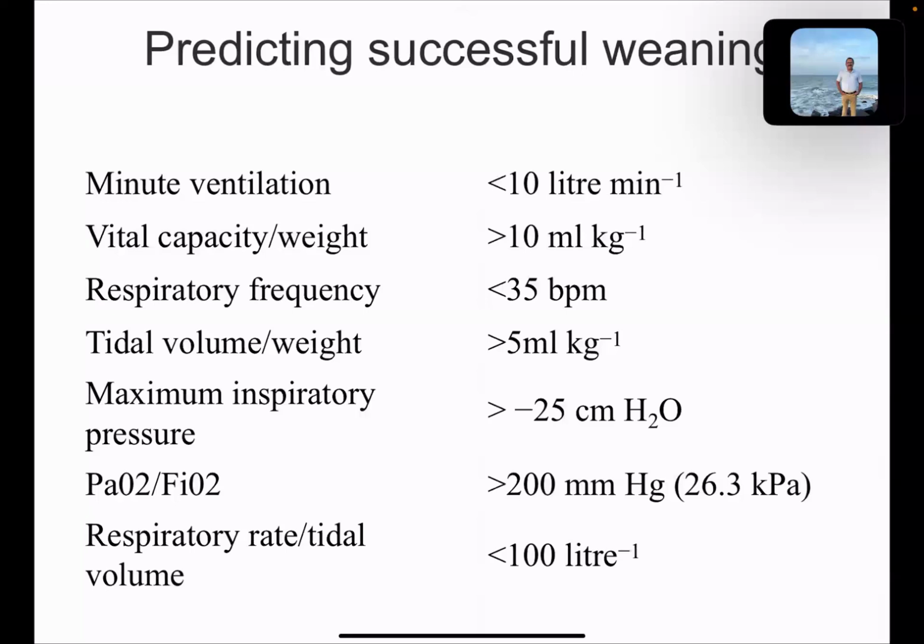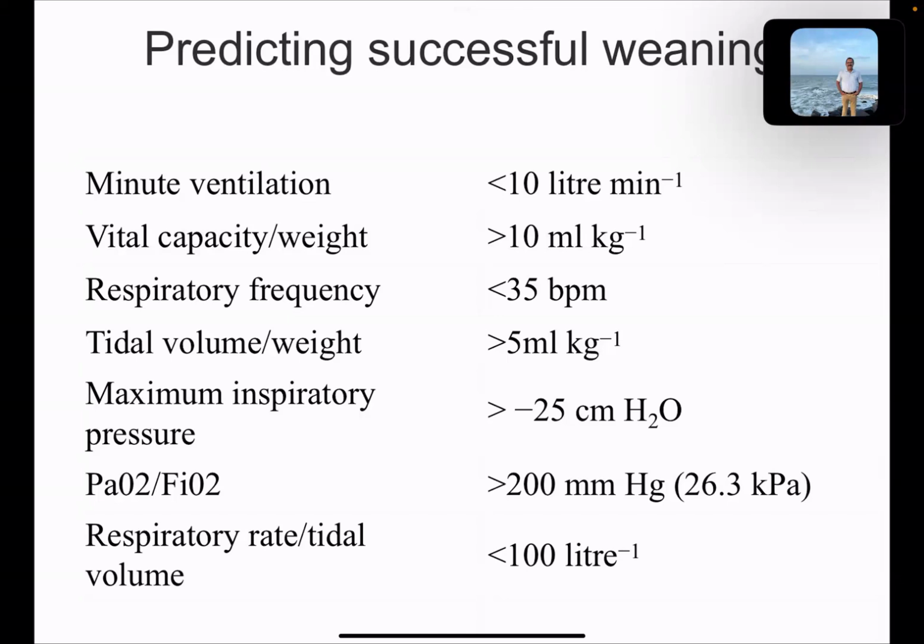All these parameters in the slides can be measured, from the monitor or from the ABG. First is the minute ventilation. In one inspiration, whatever amount of air you inspire or expire is the tidal volume. Tidal volume multiplied by respiratory rate per minute gives the minute ventilation. It should be less than 10 liters per minute. You don't have to calculate it, as it is displayed on the monitor. Next is vital capacity per weight, 10 ml per kg.